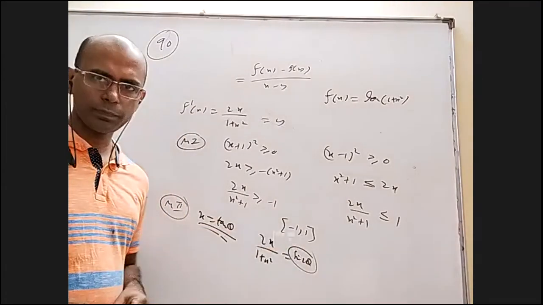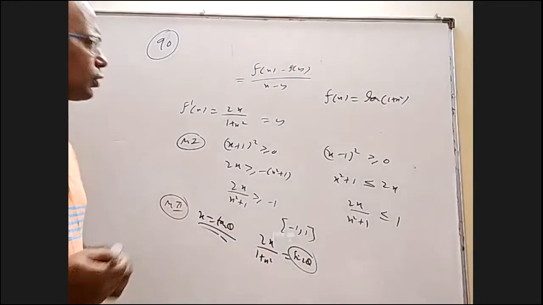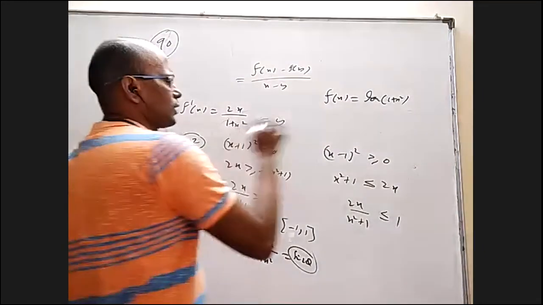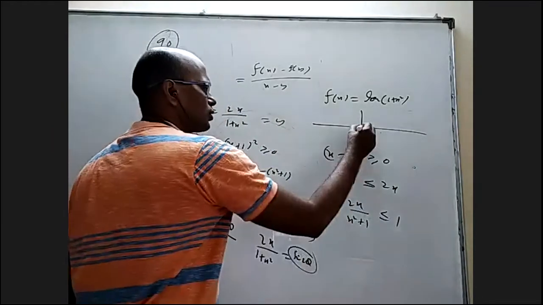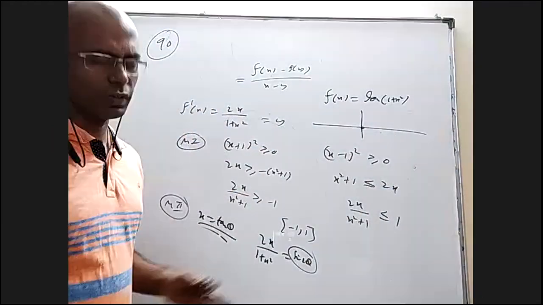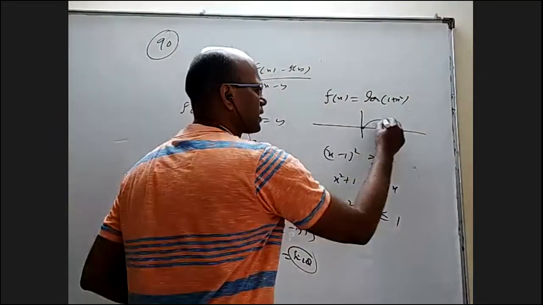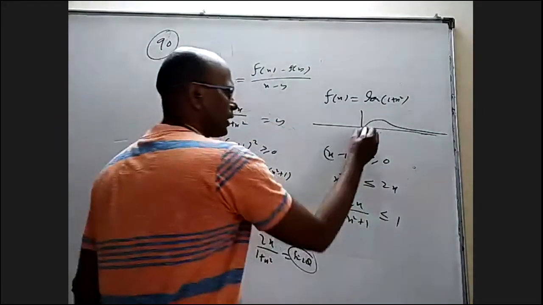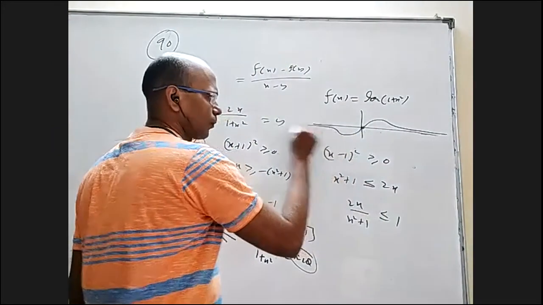Minus 1 to 1. You can use calculus if you want. When you try to draw, this is an odd function. At 0, it is 0. At infinity, it is 0. In between, positive. It increases to some higher value and decreases. And it is an odd function, so it will be like this.